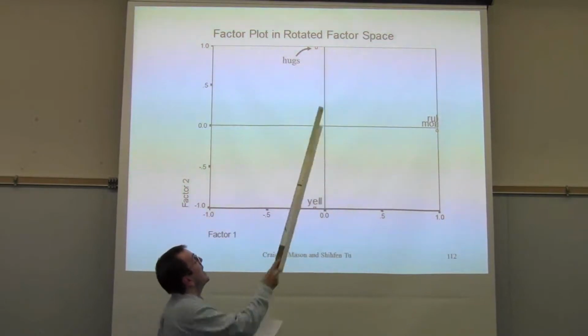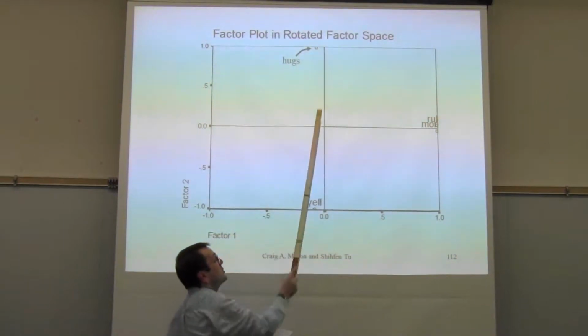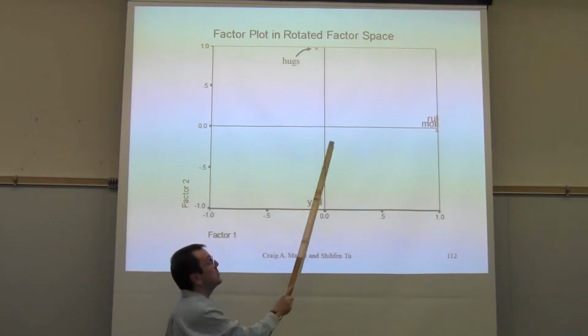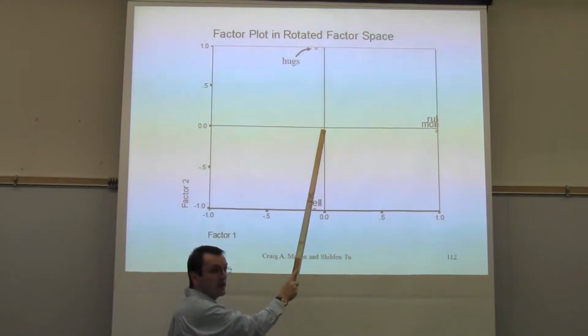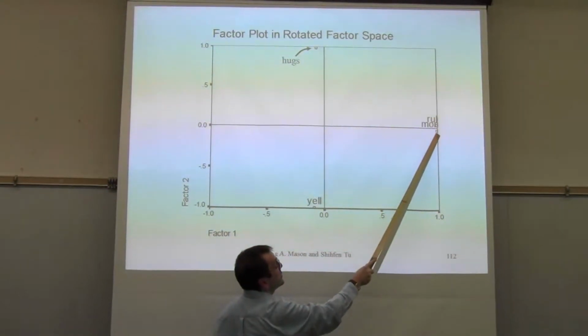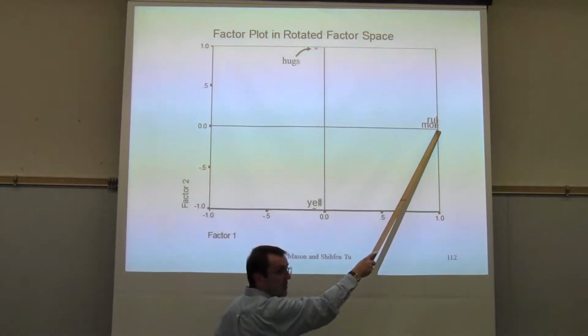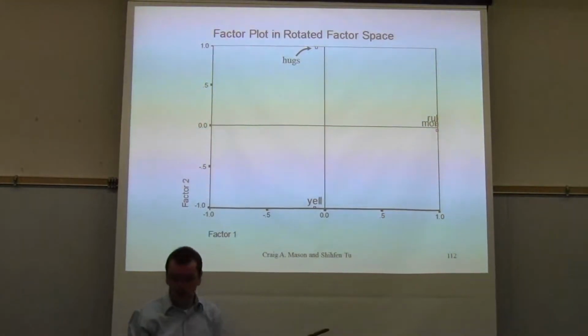And now we see hugging's really close to factor 2, yelling's really close to factor 2. They're both not even close to factor 1. Rules and monitoring are right on factor 1. So, very clean result.